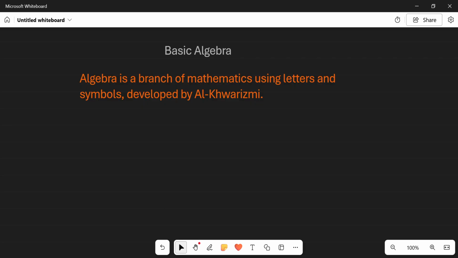What is algebra? Algebra is basically a branch of mathematics, using letters, which we call variables, and symbols. And this was developed by Al-Khwarizmi.